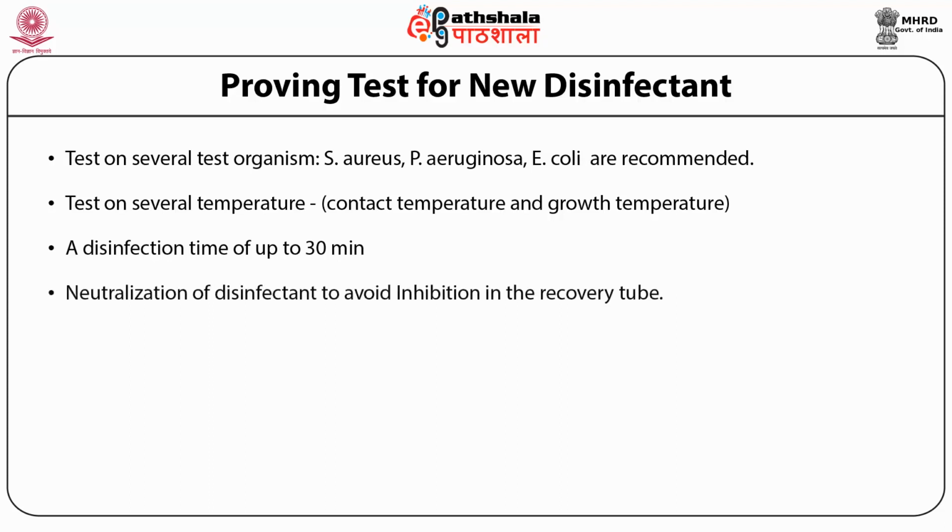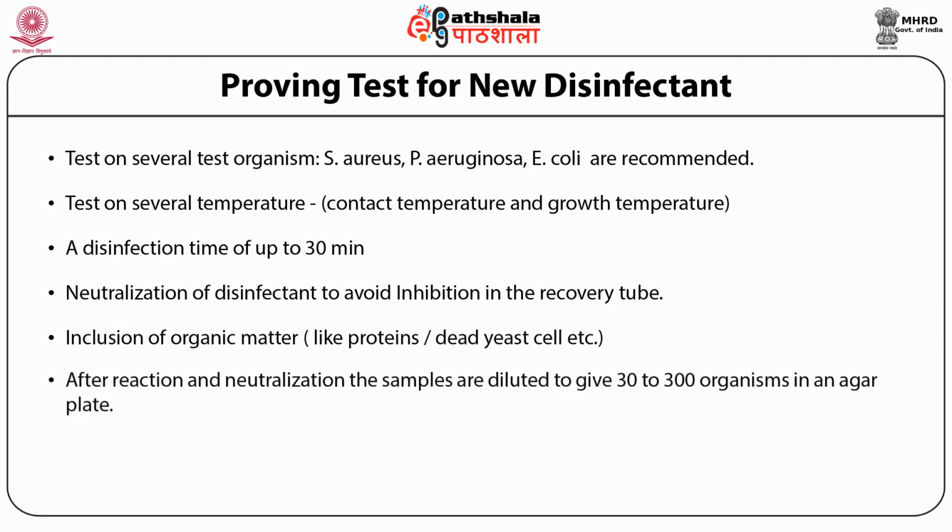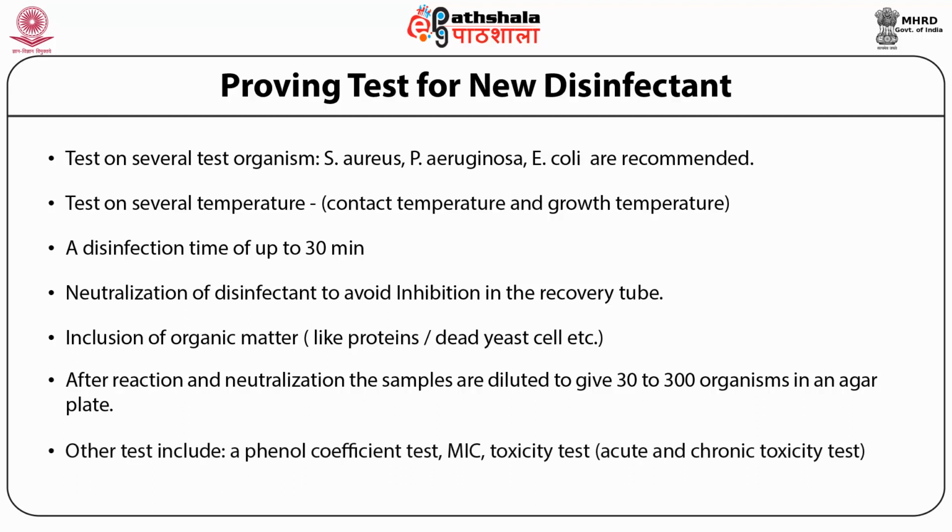Neutralization of disinfectants to avoid inhibition in the recovery tube. Inclusion of organic matter like proteins or dead yeast cells. After reaction and neutralization, the samples are diluted to give 30 to 300 microorganisms in an agar plate. The other tests include a phenol coefficient test either by suspension method or by capacity test method, MIC, that is minimum inhibitory concentration, and toxicity tests like acute and chronic toxicity tests are needed for new disinfectants.